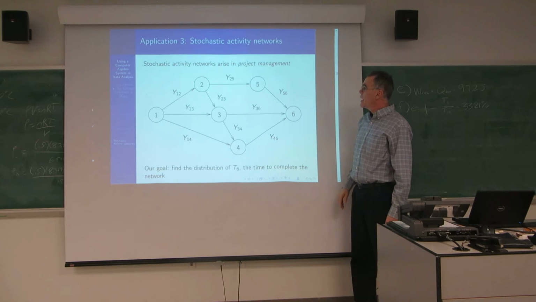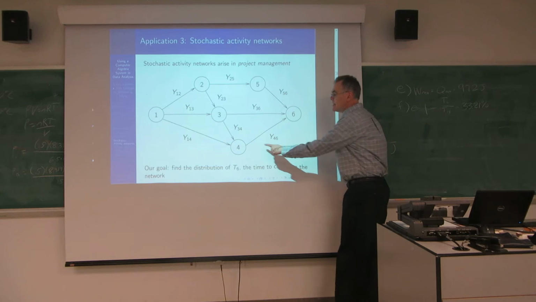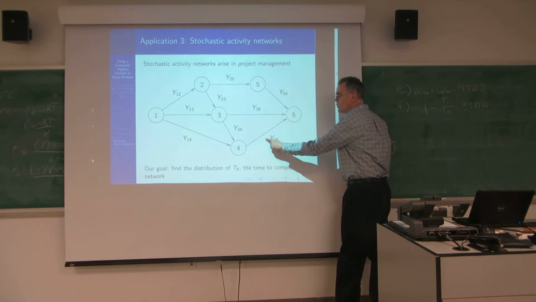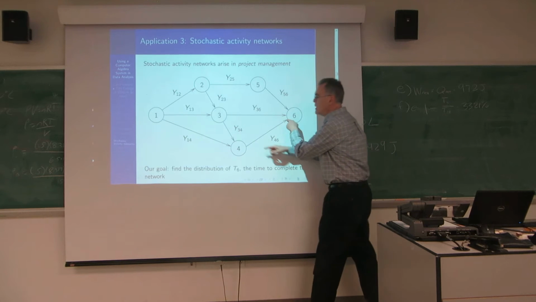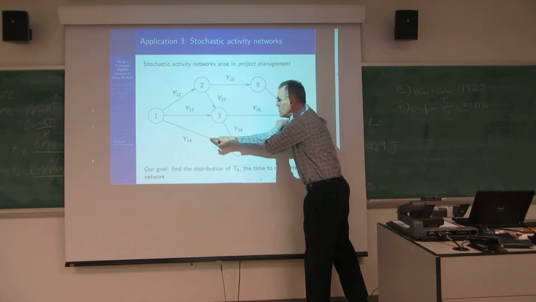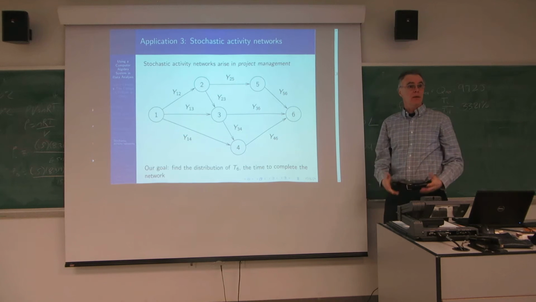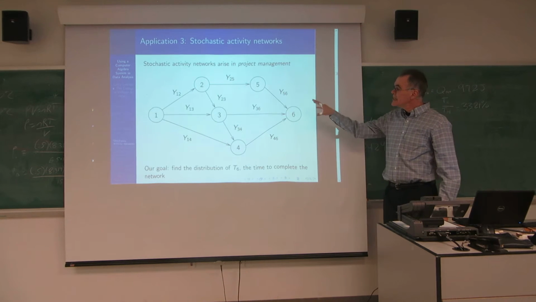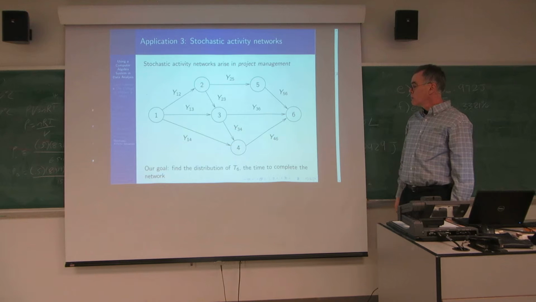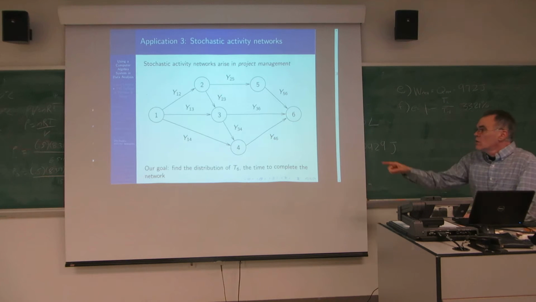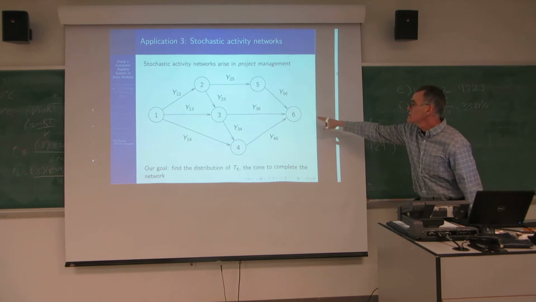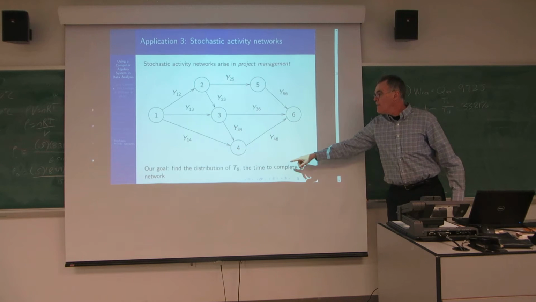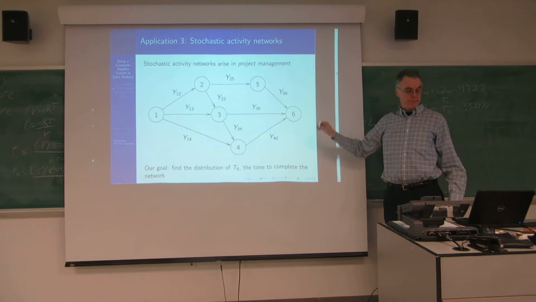What the precedence diagram does is it says that this activity right here, which is taking you from node 4 to node 6, that activity cannot begin until both this activity and that activity have completed. Does that make sense? Okay, so that's a precedence diagram used in project management. Our goal here, and it's down here at the bottom, is to find the distribution of T6, and the 6 is a subscript because we're looking at node 6, and that's the time to complete the whole network.